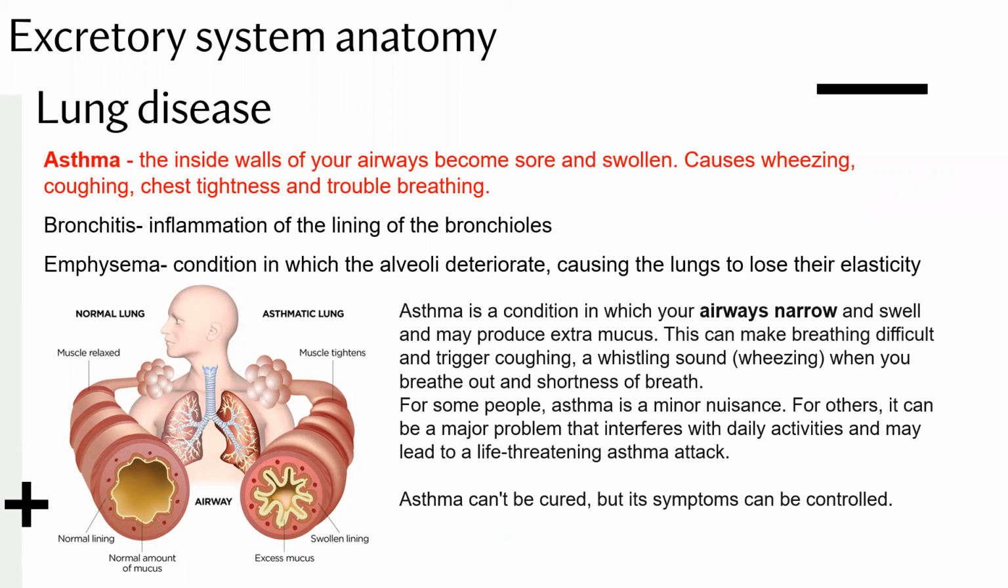So the first one that you've definitely heard of is asthma. And in this case, what happens is that the walls of the airways become swollen and they become thicker. As you can see here in this image, this is a healthy lining versus a swollen, sort of thickened lining. And in this case, the cavity becomes narrower and you have mucus building up here, which is what you actually see when you're coughing.